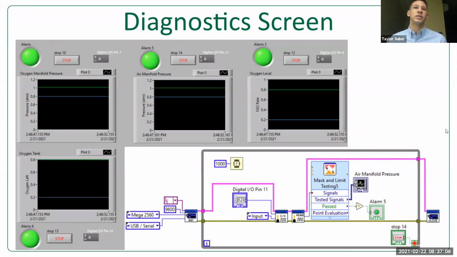And this is the diagnostic screen, which shows the pressure for the air manifold and the oxygen manifold, as well as the oxygen level in the oxygen tank. One of the max limit testing is shown at the bottom, which is the alarm for the system, which will be collected between a certain set value.